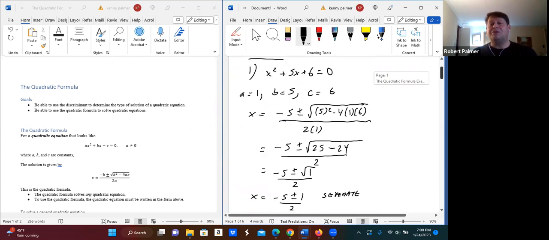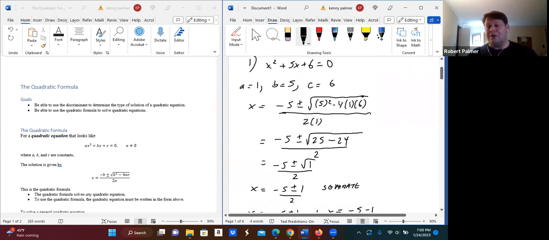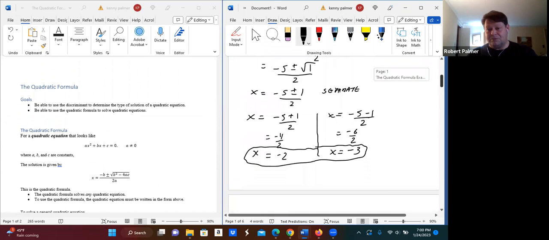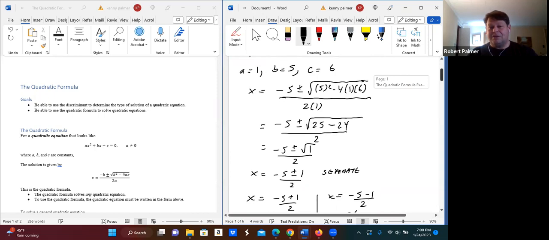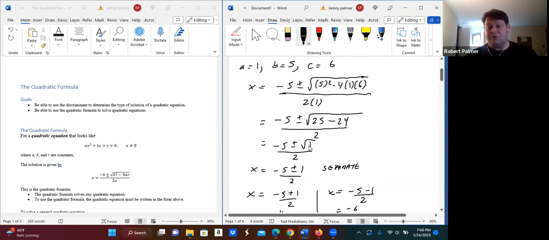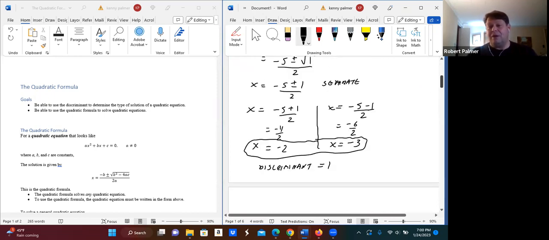Now, also one thing I should mention, our discriminant in this case was equal to 1. Remember, the discriminant is what's under the square root. That was 1, and that was greater than 0. And so that told us that we had two real solutions, which we do, negative 2 and negative 3.